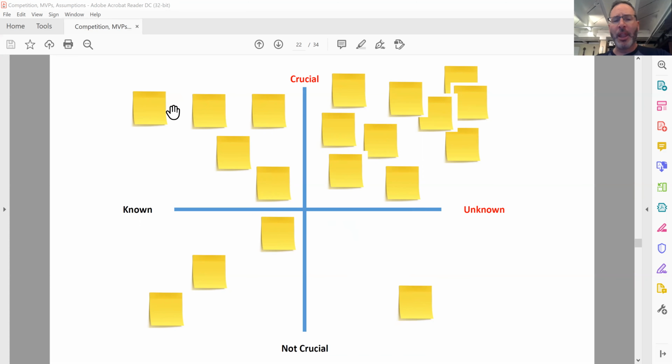Similarly, if it's in this upper left, it's important, but you already have data. Like, you know that that is true. And it's pretty much a fact in your world. So the ones that you really want to focus on are this upper right. So these are extremely important assumptions about your customer, your business model, the problem, the solution, etc.